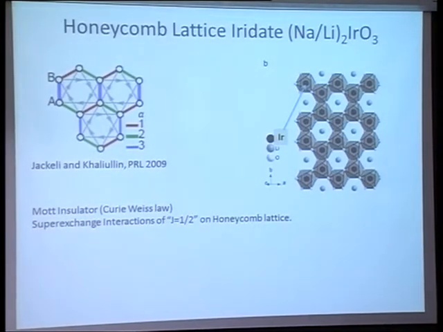It's been proposed that in these honeycomb lattice iridates, materials where the iridium forms a honeycomb lattice with these oxygen octahedra, if you look at these materials, they turn out to be Mott insulators. They show Curie-Weiss magnetic susceptibility. They're insulators with Curie-Weiss magnetic susceptibility.